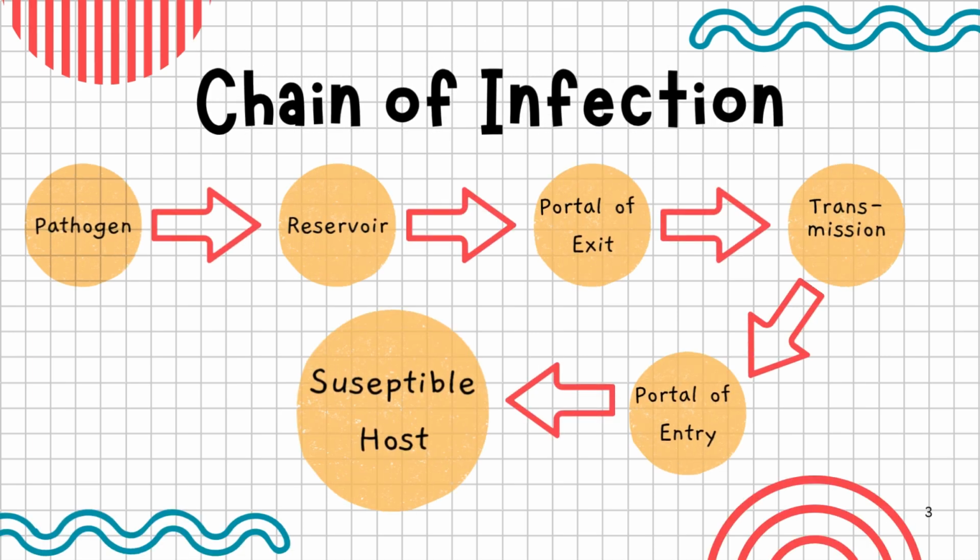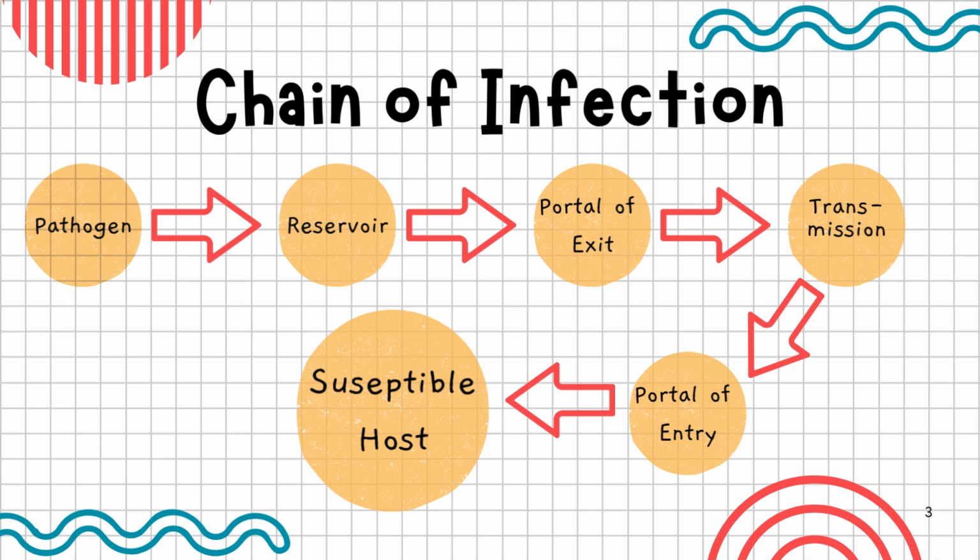So, here we go. Here's a little chain of infection. Let's check it out. This model outlines the steps a germ takes to reproduce, and our steps in infection control are to disrupt this process. The first place it begins is with the pathogen. This is the germ itself. And it also involves the reservoir. This is the environment where it lives. This can be a person, an animal, or a surface.